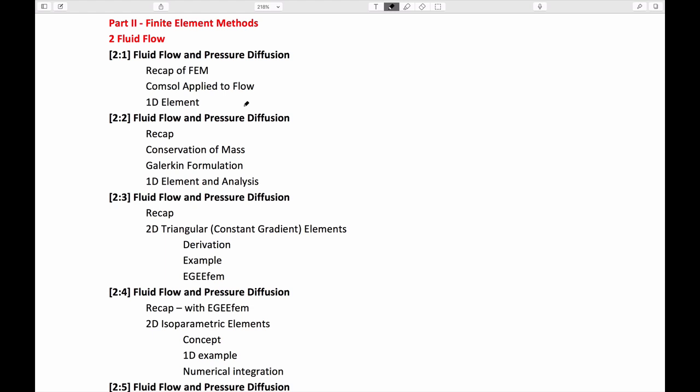But when we talk about solid mechanics, we no longer deal with a scalar variable. We have a vectoral variable in terms of displacements that we have to deal with. So we chose to introduce things first in terms of a second order PDE, which accounts for fluid flow and pressure diffusion, the groundwater equations, I guess.